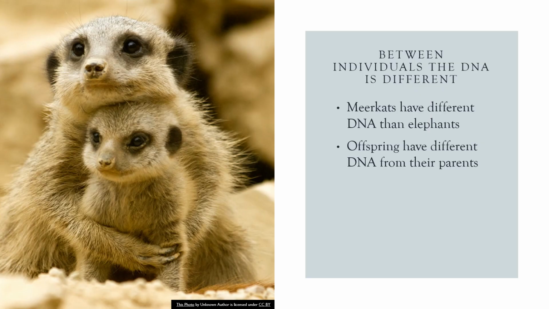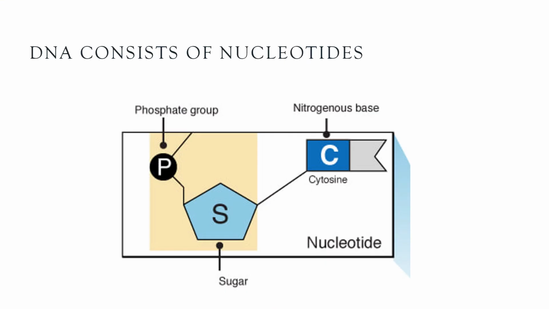However, when we go outside the individual, okay, between different individuals, the DNA is going to be different. The meerkats had different DNA than the elephants, and the offsprings have different DNA from their parents. Okay, so no two things on Earth have the exact same DNA. There's going to be slight modifications throughout.